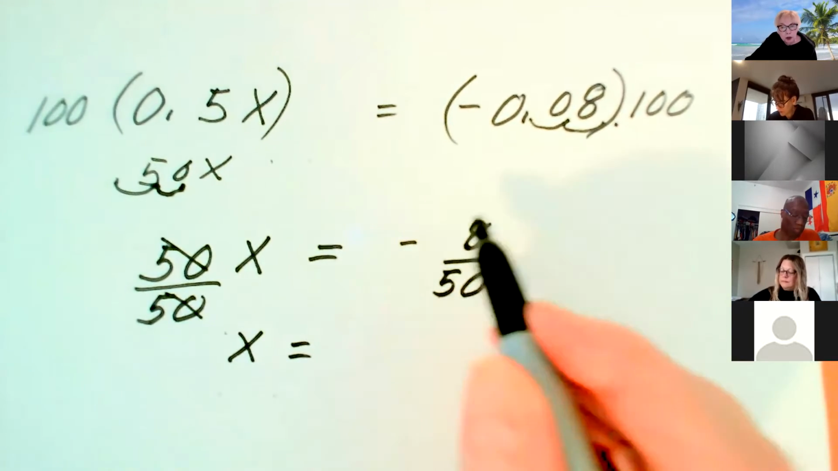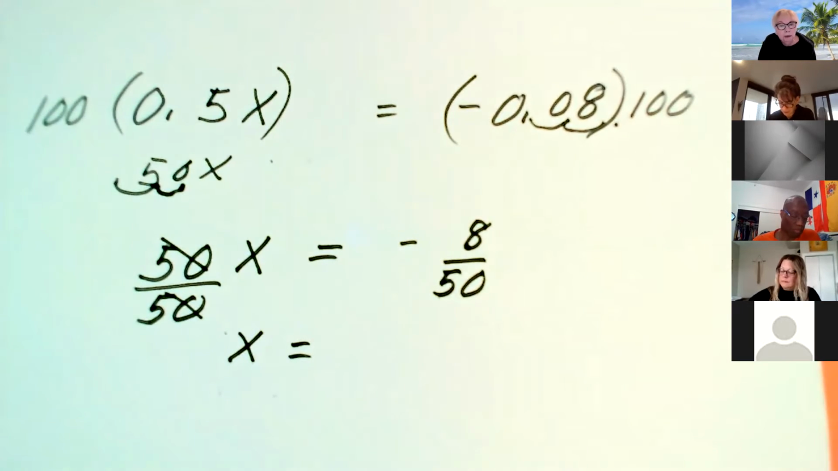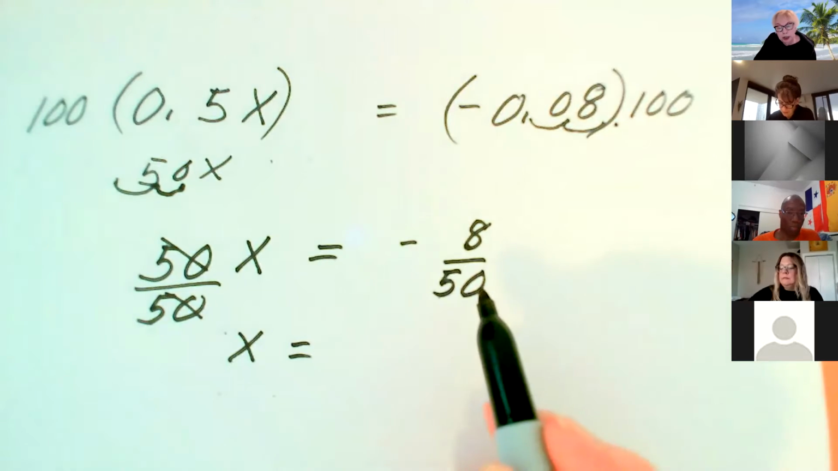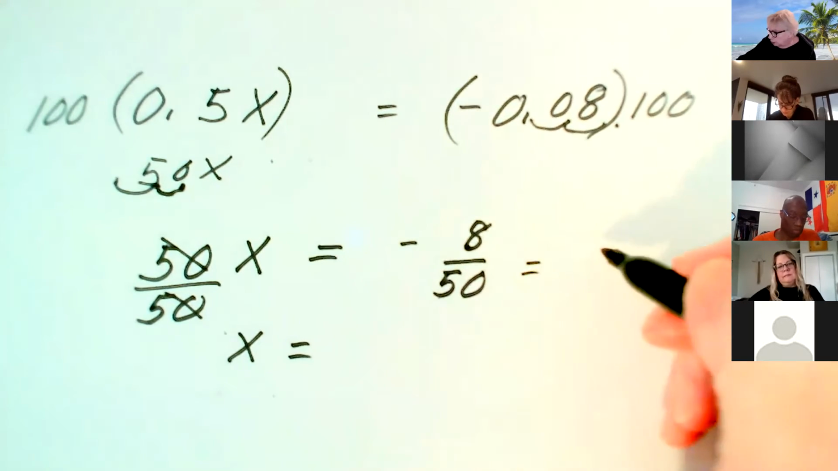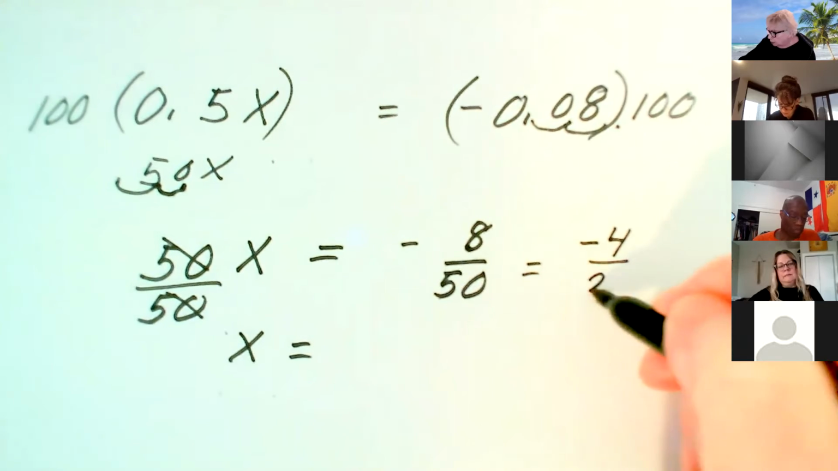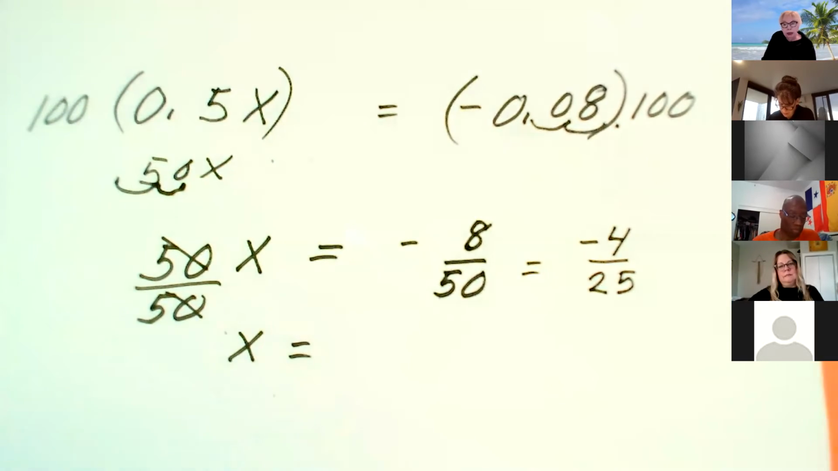And you're going to have to sort this out depending on what they want. If they didn't specify what they wanted, you could reduce this by 2. That would be what? -4/25. That would be an acceptable answer.